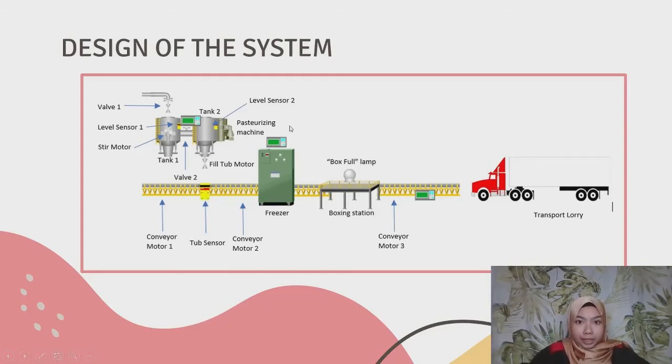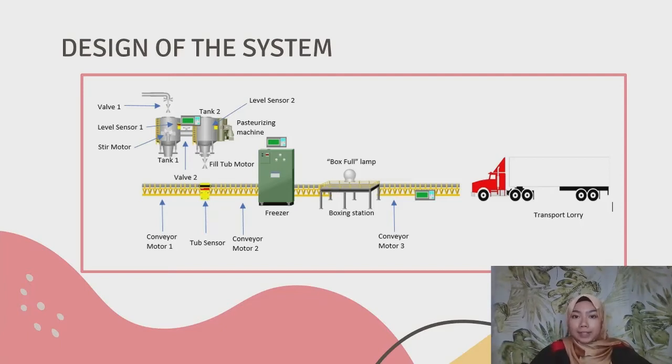There will be a counter at the freezer which will count how many top has gone through the freezer. Once the counter has fully count as 12 dozen top, the box full lamp will be activated. Then, the conveyor motor 3 will be activated and there will be another counter to count how many boxes of ice cream has been boxed, and it will then go to the transfer lorry. So that is how it generally works.